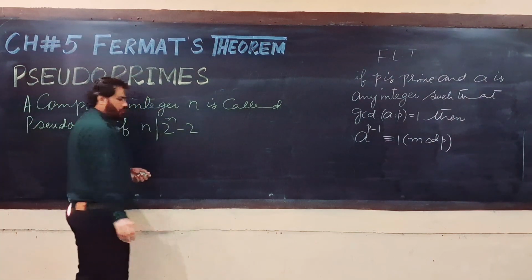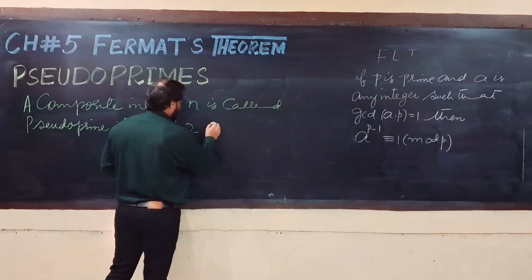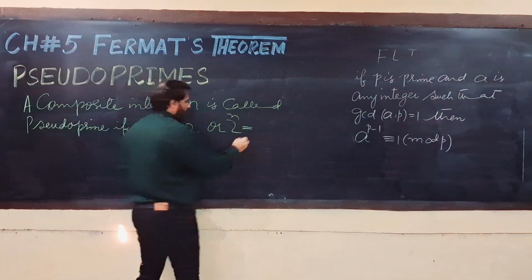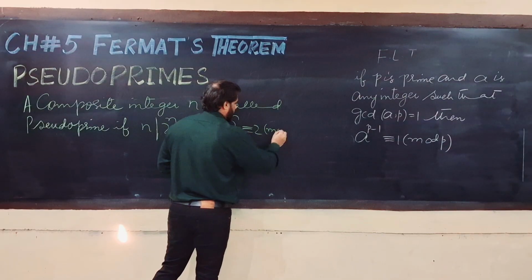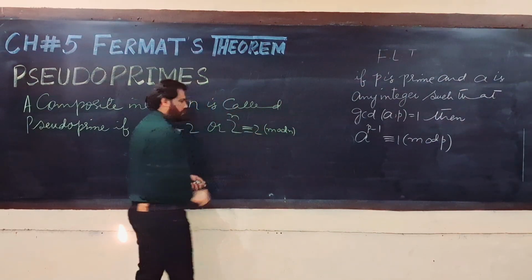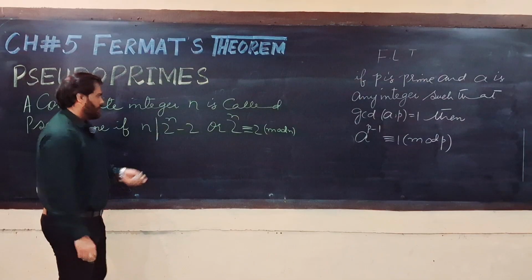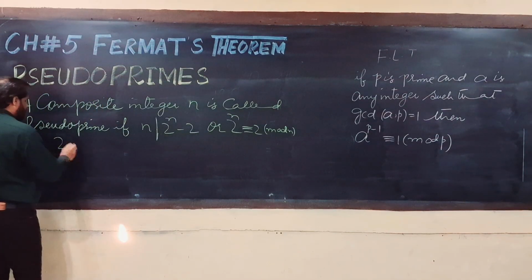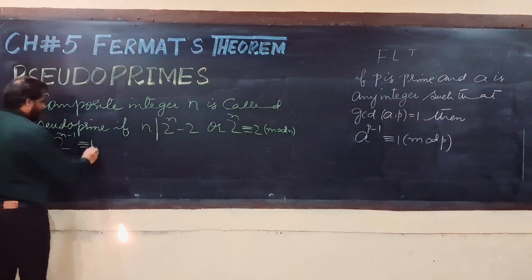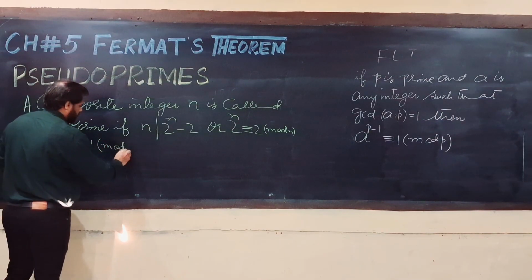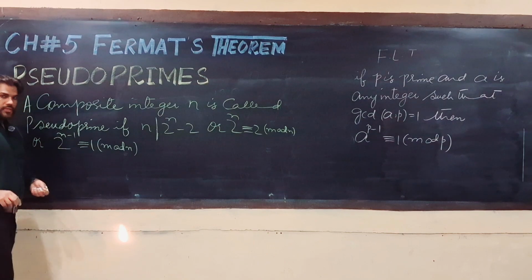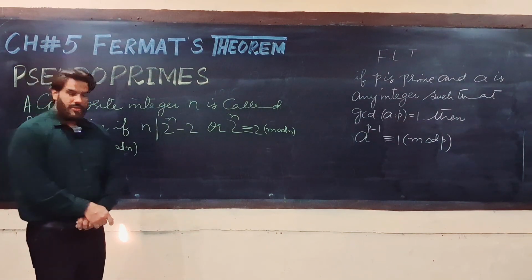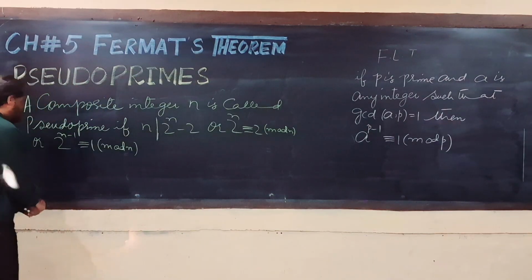Or this definition in the form of congruency, you can write it as: if 2 raised to power n is congruent to 2 modulo n, for composite integer n, then n is a pseudoprime. Or further you can write it as 2 raised to power n minus 1 is congruent to 1 modulo n. So this is the proper definition of a pseudoprime given in the textbook of David and Burton.